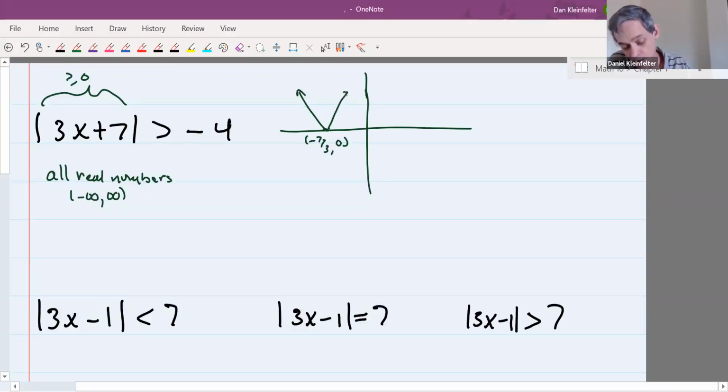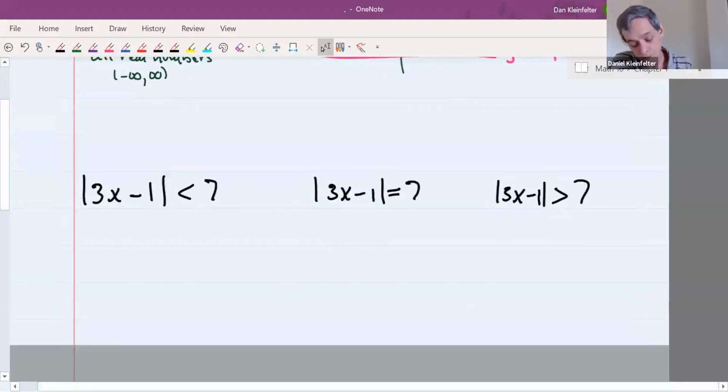Right, it's going to look something like that. And then we want to compare it to the number negative 4. Okay, for which values of x is the V above the pink line? All of them, right? No matter what x is, that V is going to be above the pink line. Okay, so that's why it's all real numbers.